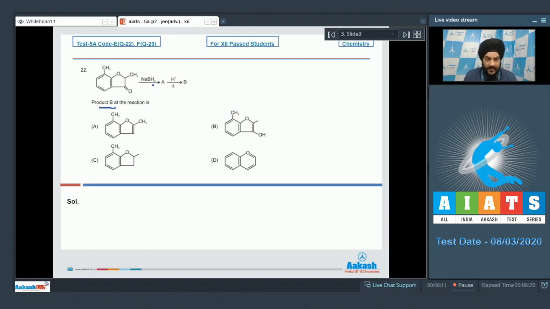So students, if we talk about this NaBH4, so out of all the groups which are present over here, this NaBH4 is going to convert this keto group into alcohol. So if we talk about the compound A, students, I'll quickly draw the structure of A.